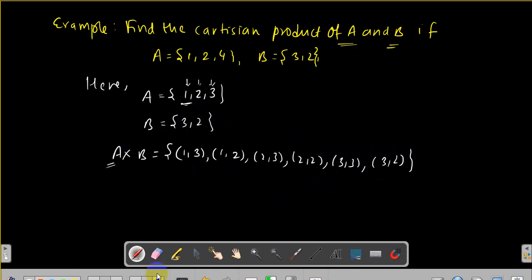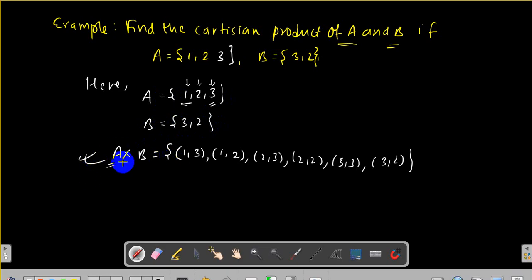Isn't A 1, 2 and 4? Oh, sorry, I made a mistake here. Okay, let's make it 3 then. A is 1, 2 and 3, B is 3, 2. I copied a wrong value here. Now, we need to make the order pairs from set A to set B, pairing all the elements of set A with the elements of set B in A cross B.